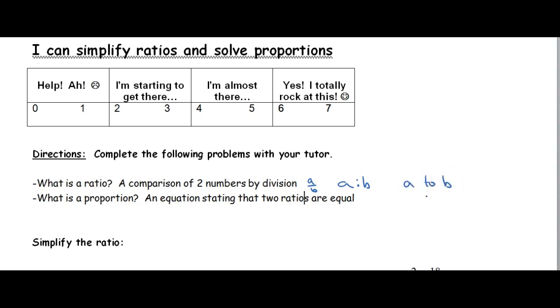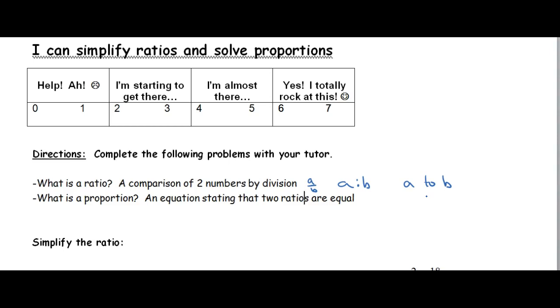This is when we tend to compare a lot of different things, such as boys to girls in the classroom. The ratio of boys to girls is 10 to 12. We can use these ratios when explaining different scenarios. What is a proportion?